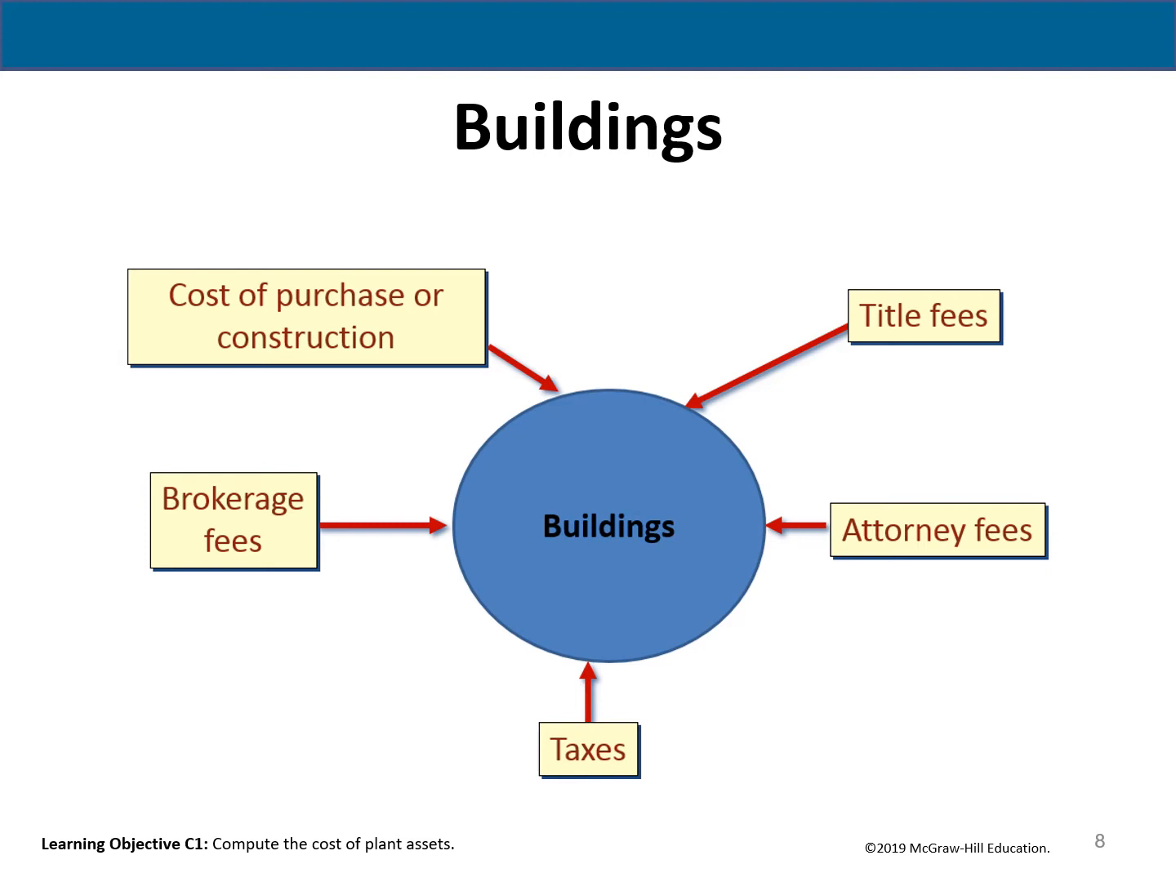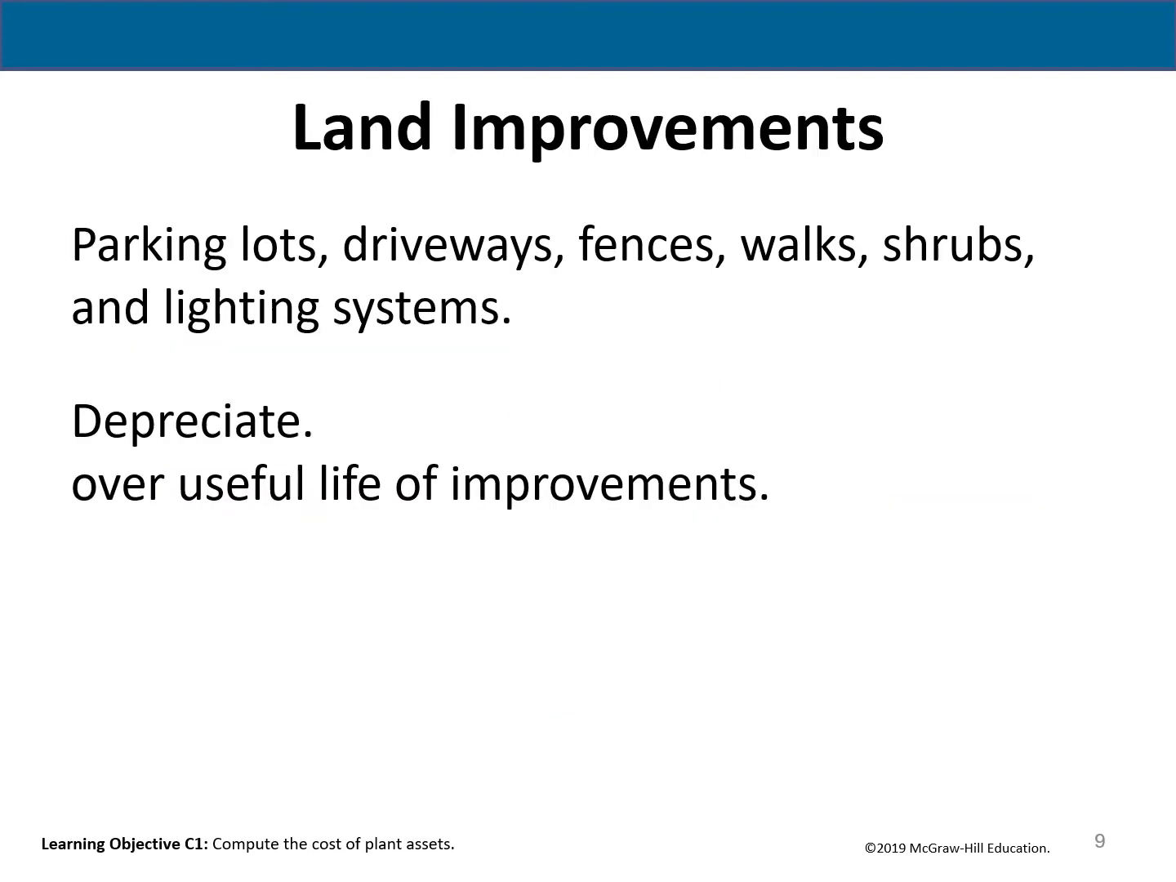So those are some examples of additional amounts that may need to be added to the cost of the building to get the total cost. Land improvements. These are things like, and this is important that we designate what's a land improvement and what's land. Now in the real world, all these things people go, oh, that's improving the land, so I should debit the land account. But in accounting, no.